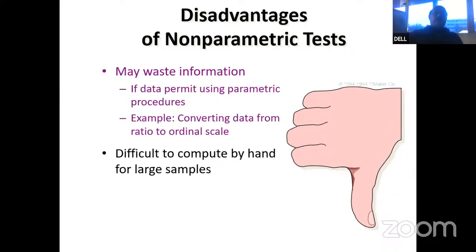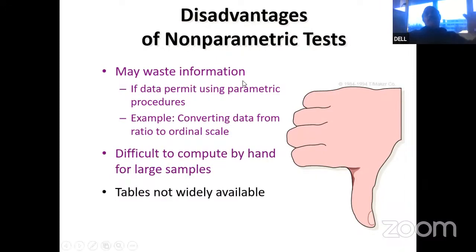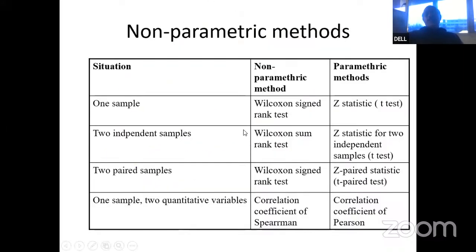These are the certain disadvantages. It may waste information, using the information you have to collect, for example converting data into ratio scale or ordinal scale. It is difficult to compute by hand for large samples, so that's why software will be used. The tables are not widely available, because for each test designed for a study, specific test-based tables will be obtained. There is no general aspect, so availability is limited.